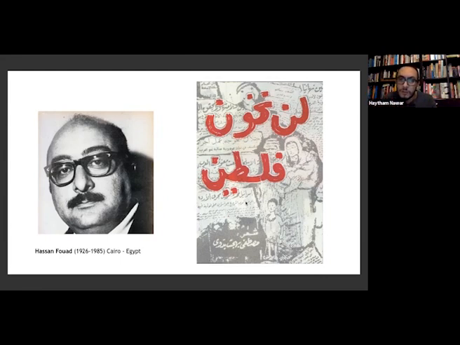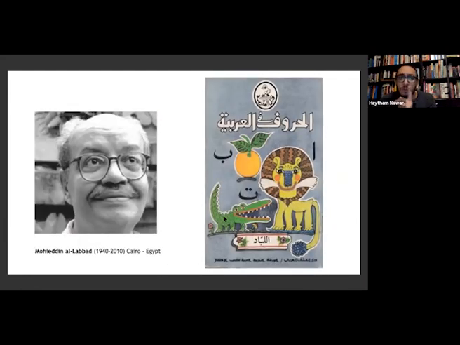I will jump here to the second slide, because that's the key to how we found the material of Hassan Fouad. In the mid-80s, Muhyiddin al-Labbad, who loved Hassan Fouad, was his student but at the same time his friend, and he wrote a book about Hassan Fouad. Luckily, when I was interviewing Ahmed al-Labbad, the son of Muhyiddin al-Labbad, he said, you know what, I have all the material my father used to write the book about Hassan Fouad. That was the only door to find the material of Hassan Fouad, from the Muhyiddin al-Labbad collection.